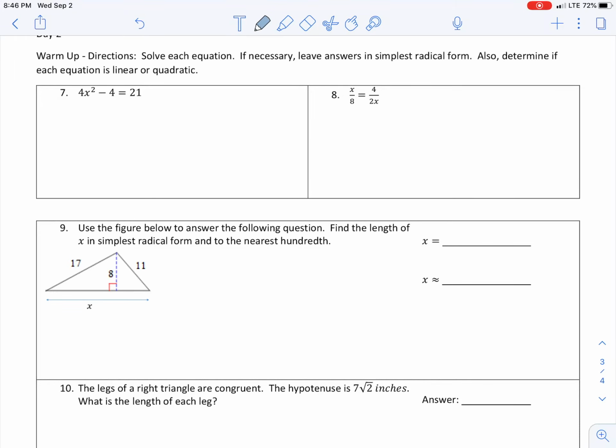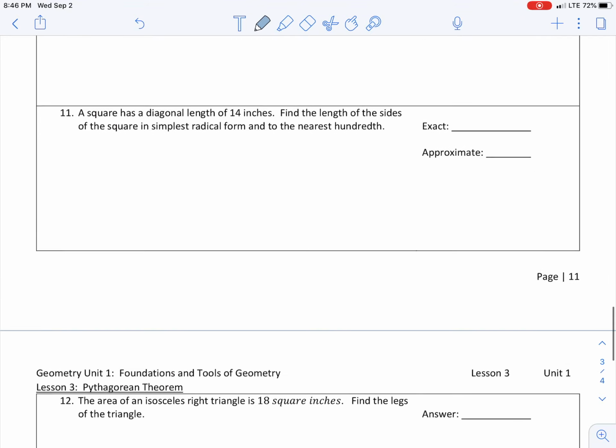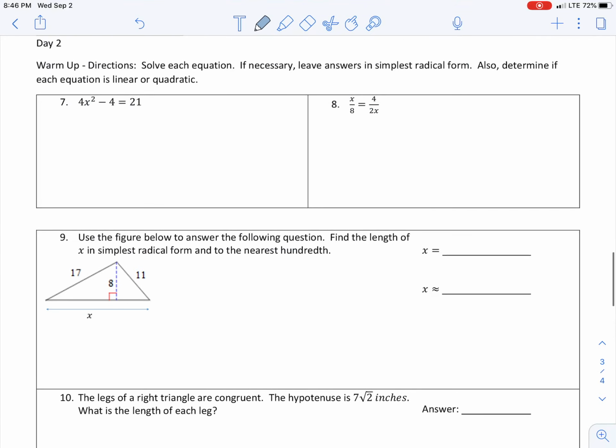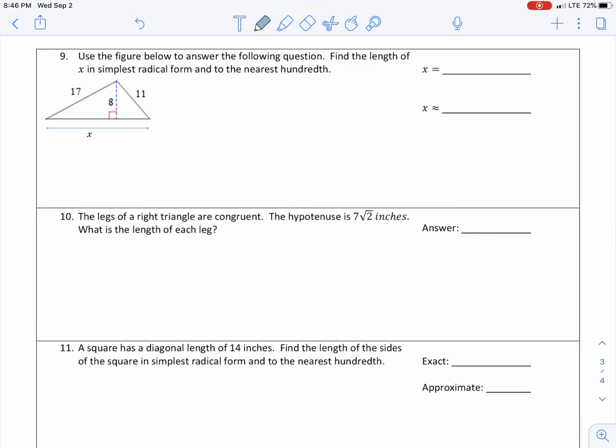Okay, we are going to now look at the Pythagorean theorem notes for day 2. This is on page 11. We are not going to go over 7 and 8, so we're going to move straight to number 9. It says, use the figure below to answer the following questions. Find the length of x in simplest radical form and to the nearest tenth.